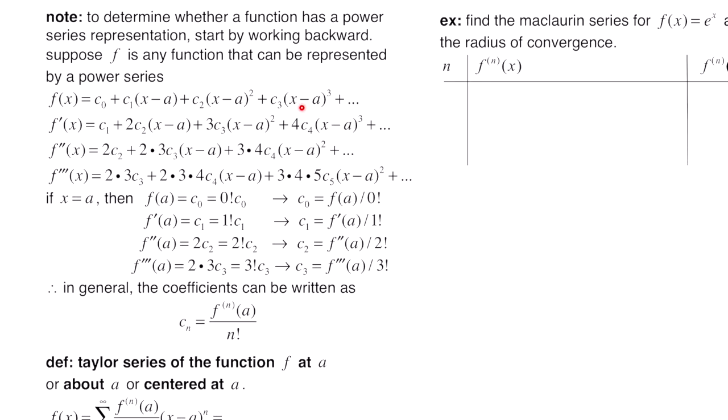Similarly, when you take the derivative of this term, you're going to get 3 c sub 3 times the quantity x minus a to the power of 2. And then you multiply by the derivative of the inside, which is just multiplying by 1. And if you took the derivative of the next term, you would get this expression. To find the second derivative and the third derivative of f, you use the same process.